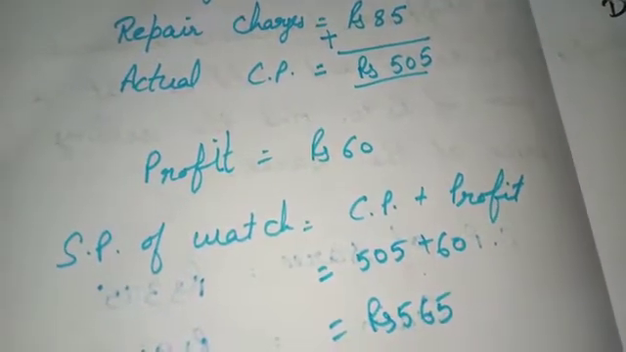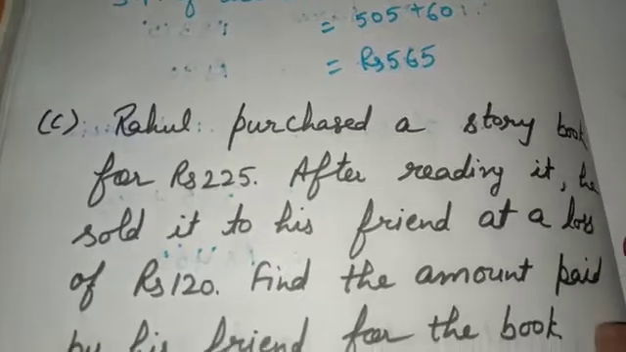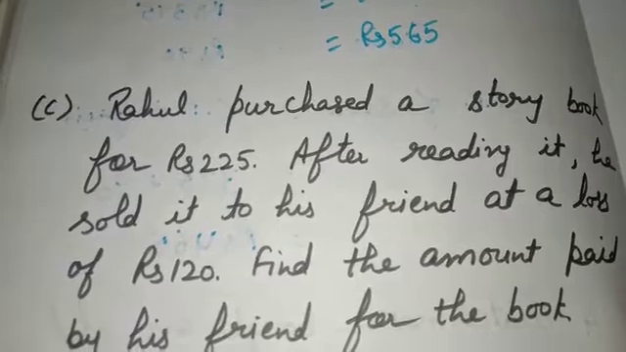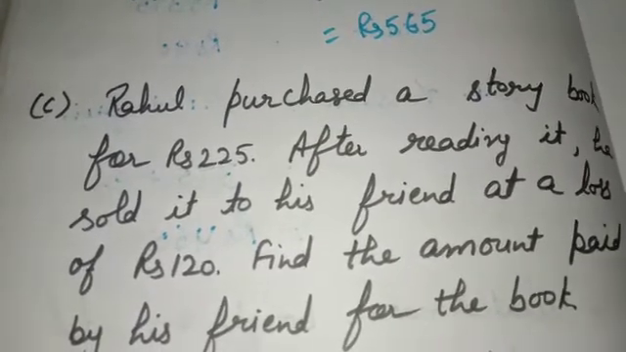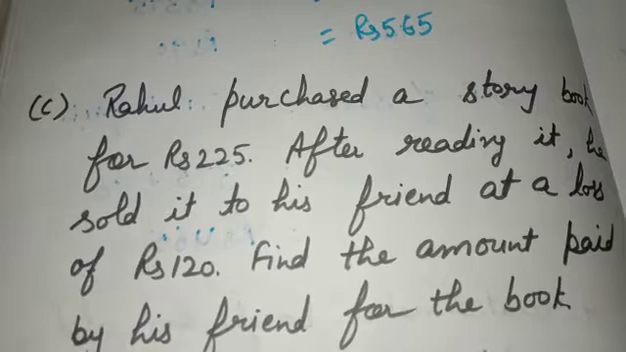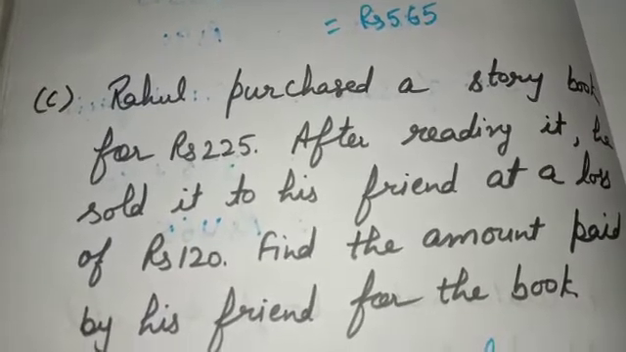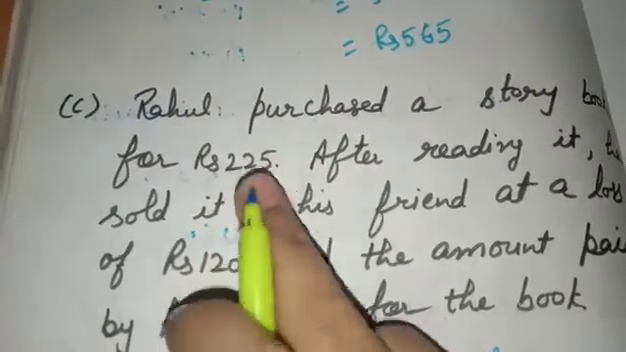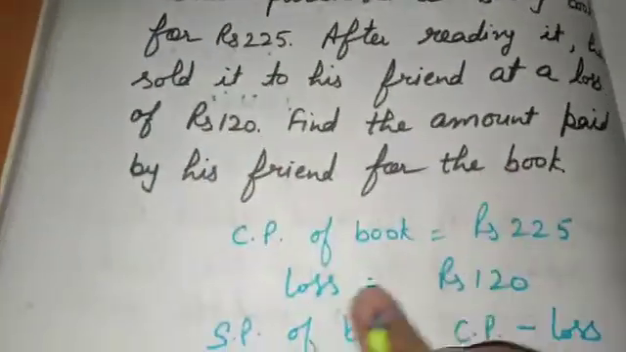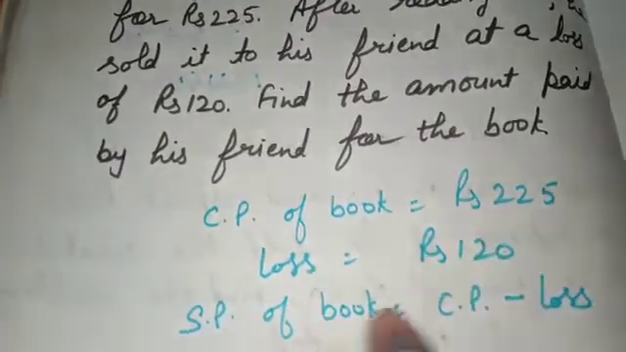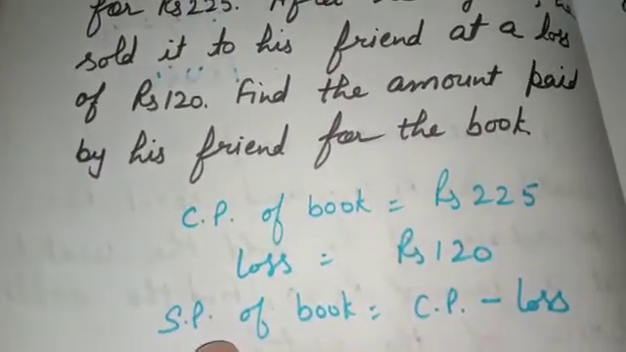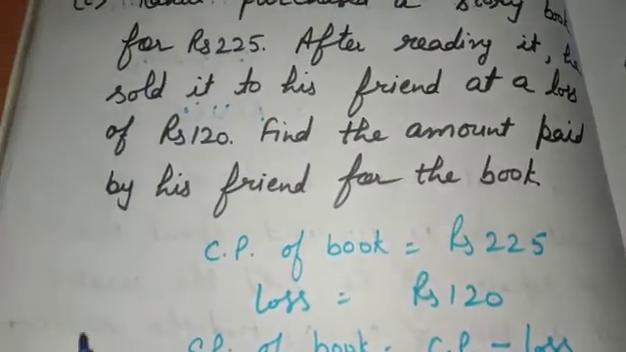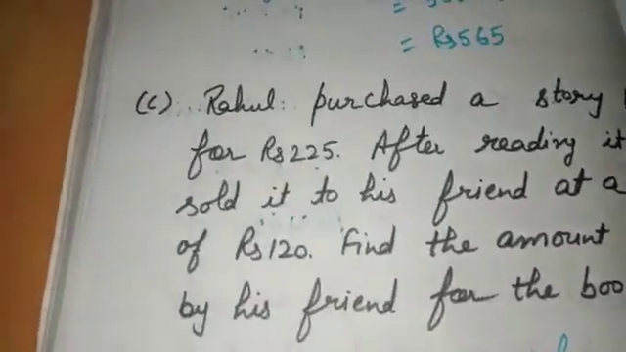Okay, the last part of the question is: Rahul purchased a story book for rupees 225. After reading it, he sold it to his friend at a loss of rupees 120. Find the amount paid by his friend for the book. The purchase means cost price, and loss is given. How will we solve? Cost price, loss is given. The selling price will be cost price minus loss. So this subtraction you will do on your own, and this completes our worksheet 3.